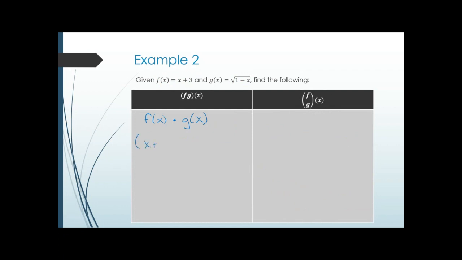So f of x is x plus 3. G of x is the square root of 1 minus x. So you can keep it that way. That's completely fine because it's a square root, but oftentimes you'll be combining it with something else where you can actually FOIL and you can distribute. So if we wanted to, I could distribute and write that as x times 1 minus x plus 3 times 1 minus x. So if you can simplify it, do so.